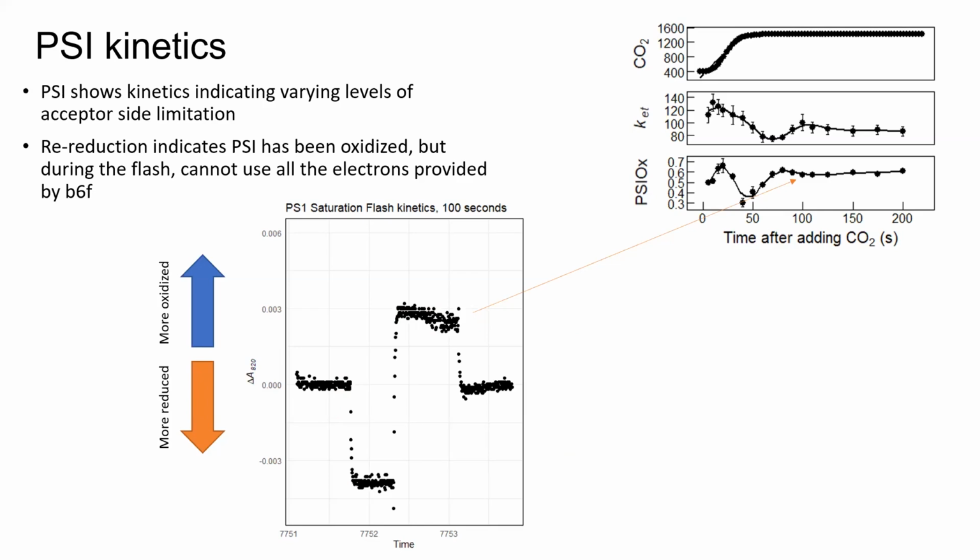The decay of the PS1 signal during the DIRK tells us the velocity of electrons at PS1, and the relative position of the steady state on this scale of reduced and oxidized tells us the oxidation state of PS1. This kinetic looks pretty much exactly like what you'd expect. PS1 is reduced in the dark and then oxidizes during the saturation flash. And then it returns to a normal level of oxidation in the normal light. This kinetic was taken from this point in the curve, where all of the major disturbances in PS1 oxidation following TPU limitation are gone.